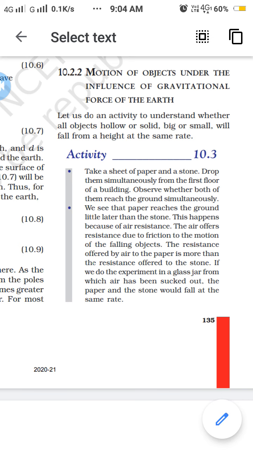We observe that the paper reaches the ground a little later than the stone, and this happens because of air resistance. The air offers resistance due to friction to the motion of the falling object, and the resistance offered by the air to the paper is more than the resistance offered to the stone.